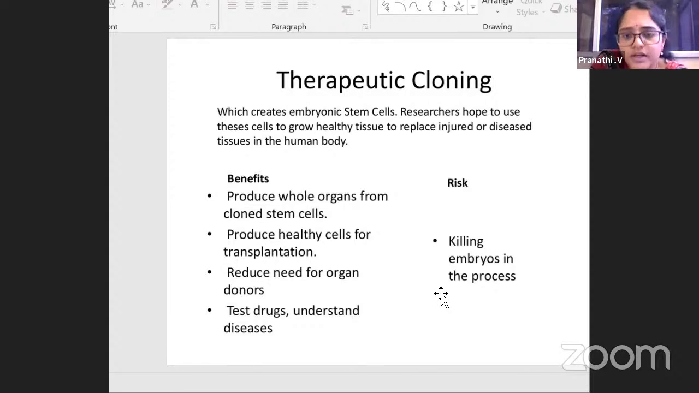Now you have embryonic stem cells, which researchers are trying to see whether they can be used for therapeutic purposes.